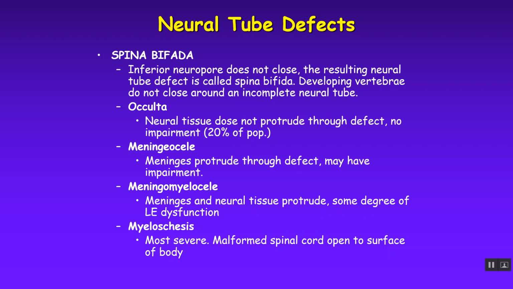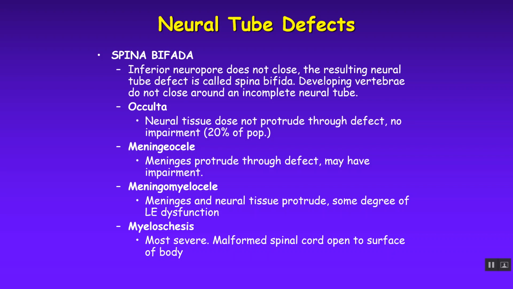The next level is a meningocele. Meninges are the dura, arachnoid, and pia. In this case, the meninges protrude through the defect. There is a possibility of some impairment with this. It's not a lot, or it might be mild, but you're not really impacting the spinal cord or nerves technically, because it's just the meninges that protrude out through this defect, but that doesn't mean you couldn't have a little bit of defect.